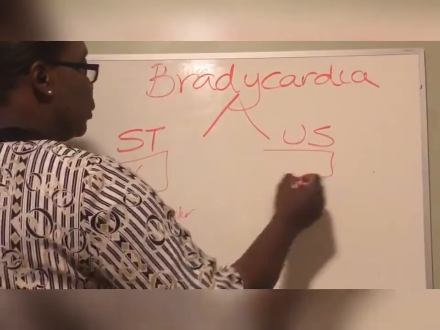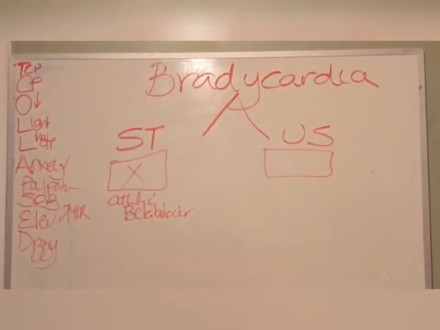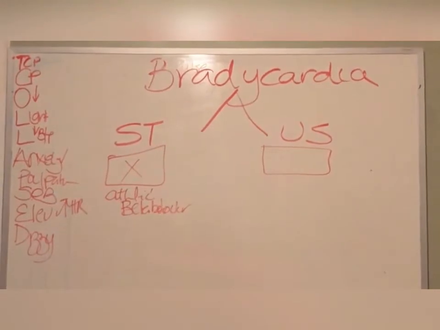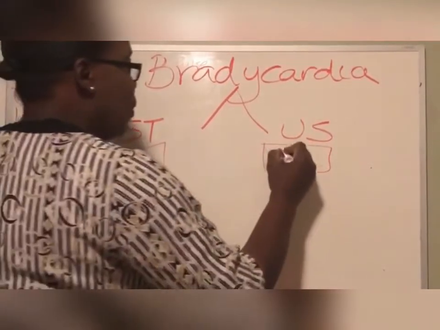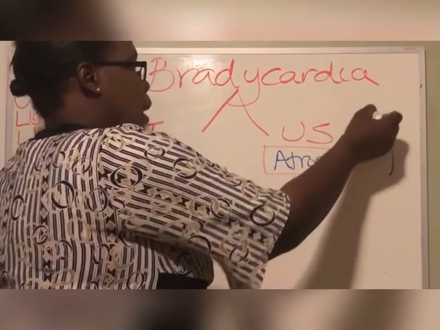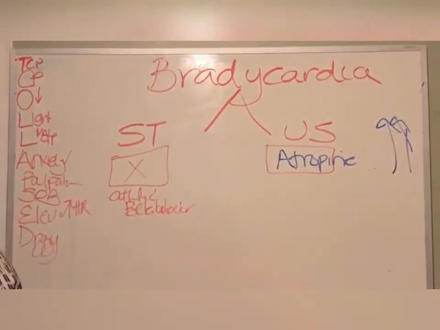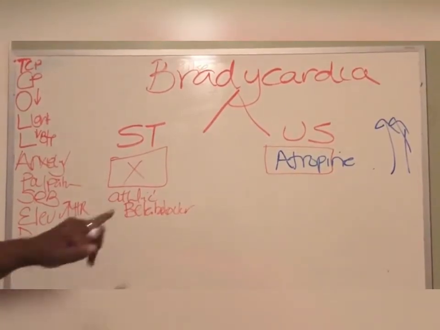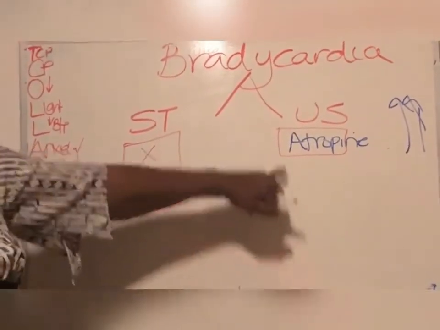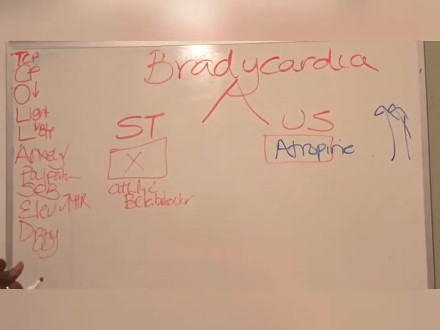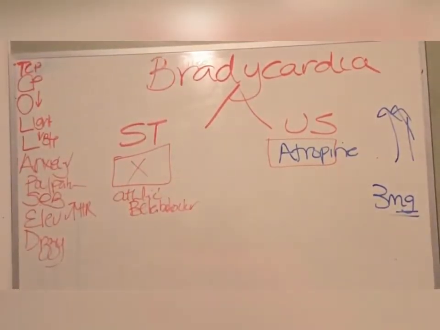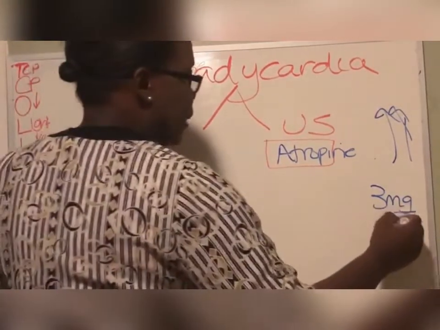Now, what do we do for unstable? What is the drug of choice? Now you're going to hear adenosine and you're going to hear atropine. Anytime you hear the word atropine, we know that's going to do what? Speed up the heart. When you hear about adenosine, then you know it's going to do what? Slow down your heart. So when we talk about sinus tachycardia, we're going to have adenosine. When we talk about bradycardia, we're going to give atropine. Now, atropine has a maximum dose of 3 milligrams. We have to remember that, maximum.